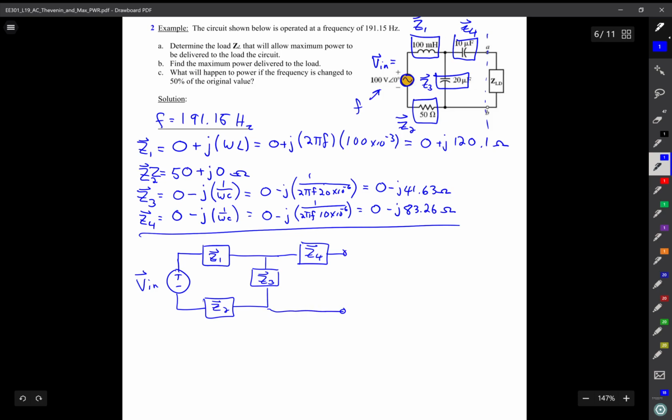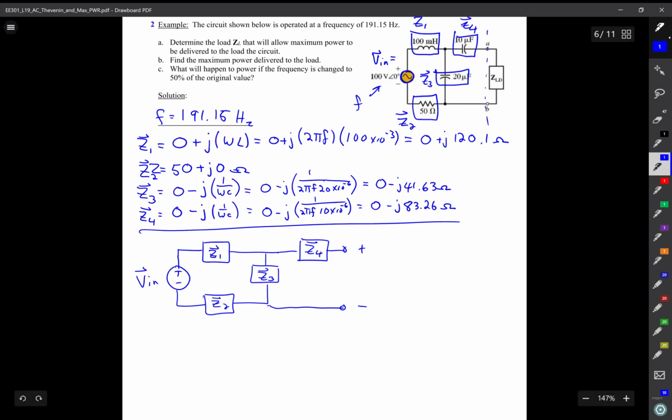Okay, now I've removed my Z load, and what I'm going to do is find the voltage across the terminals where I just cut from A to B. And that's called my V Thevenin. If we see that there's no current flowing through this path or this path, all I have is current that flows in this path through those 3 impedances there.